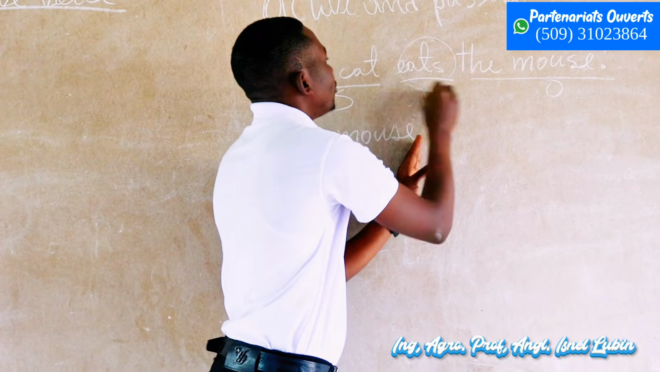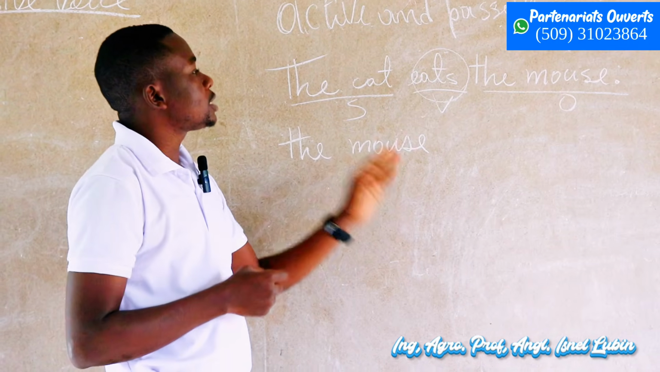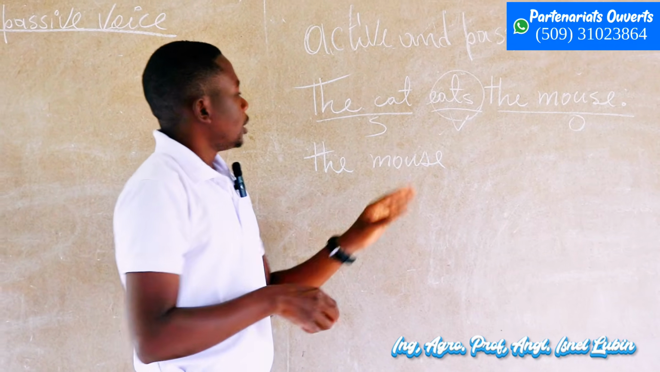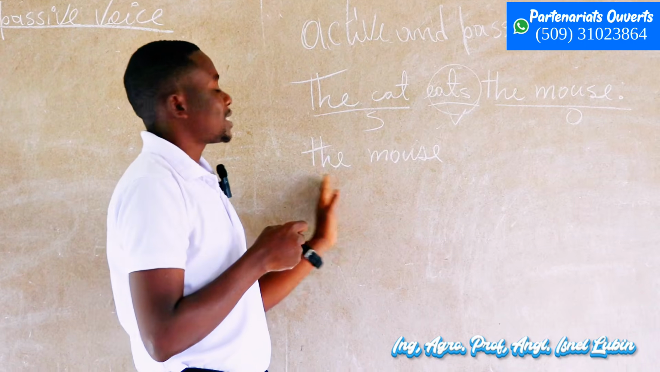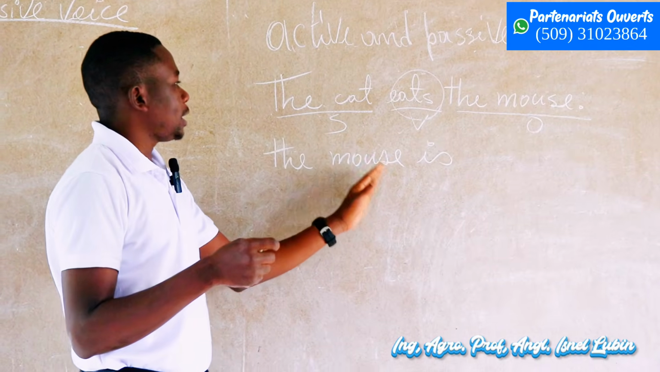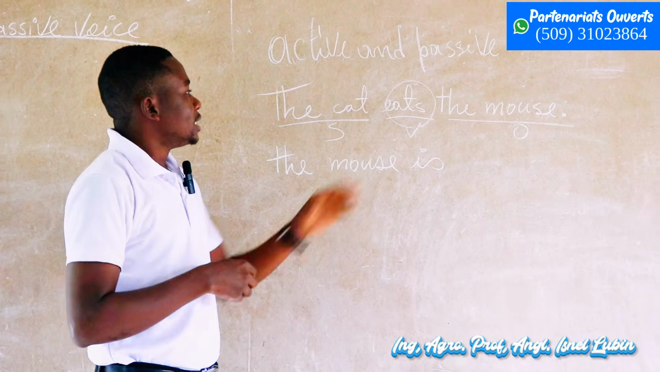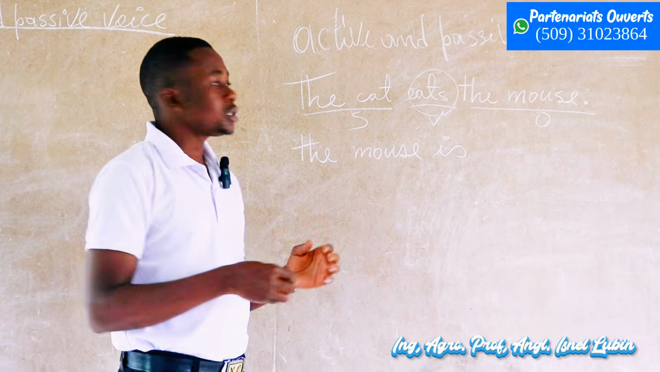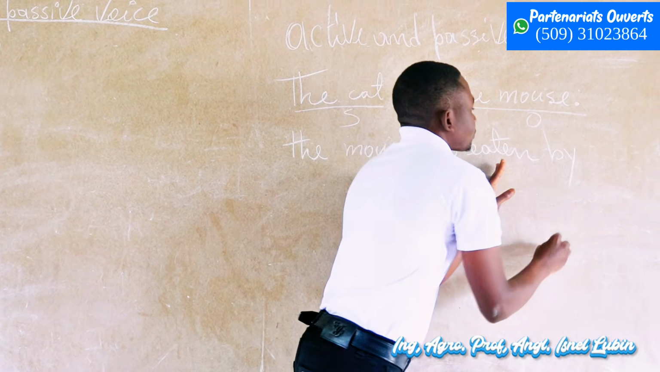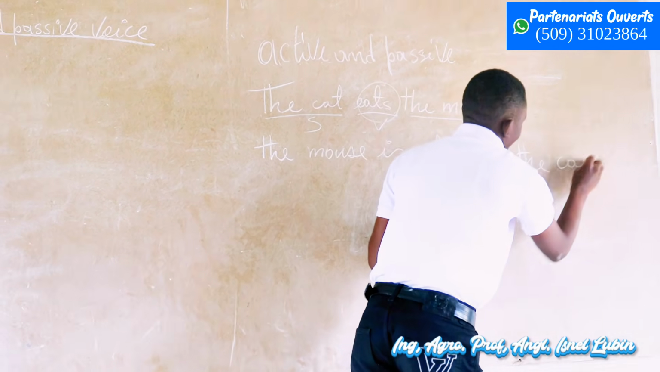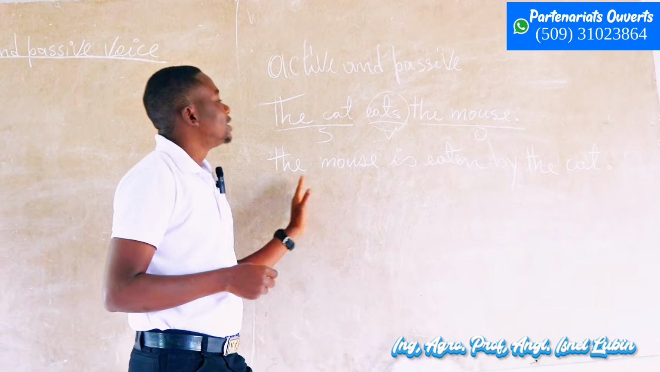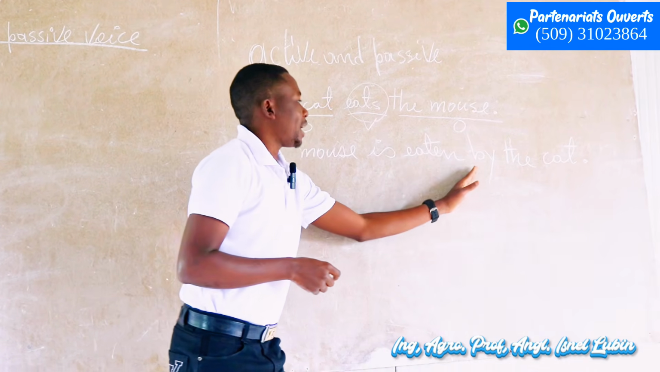Now, I am going to conjugate the verb to be in present tense because the verb to eat was in present. The mouse is a singular subject. I will say the mouse is, and then I will put the past participle of the main verb, which is to eat. The past participle of the verb to eat is eaten. I put it, eaten, by the cat. Right now we have a passive voice sentence. The mouse is eaten by the cat.